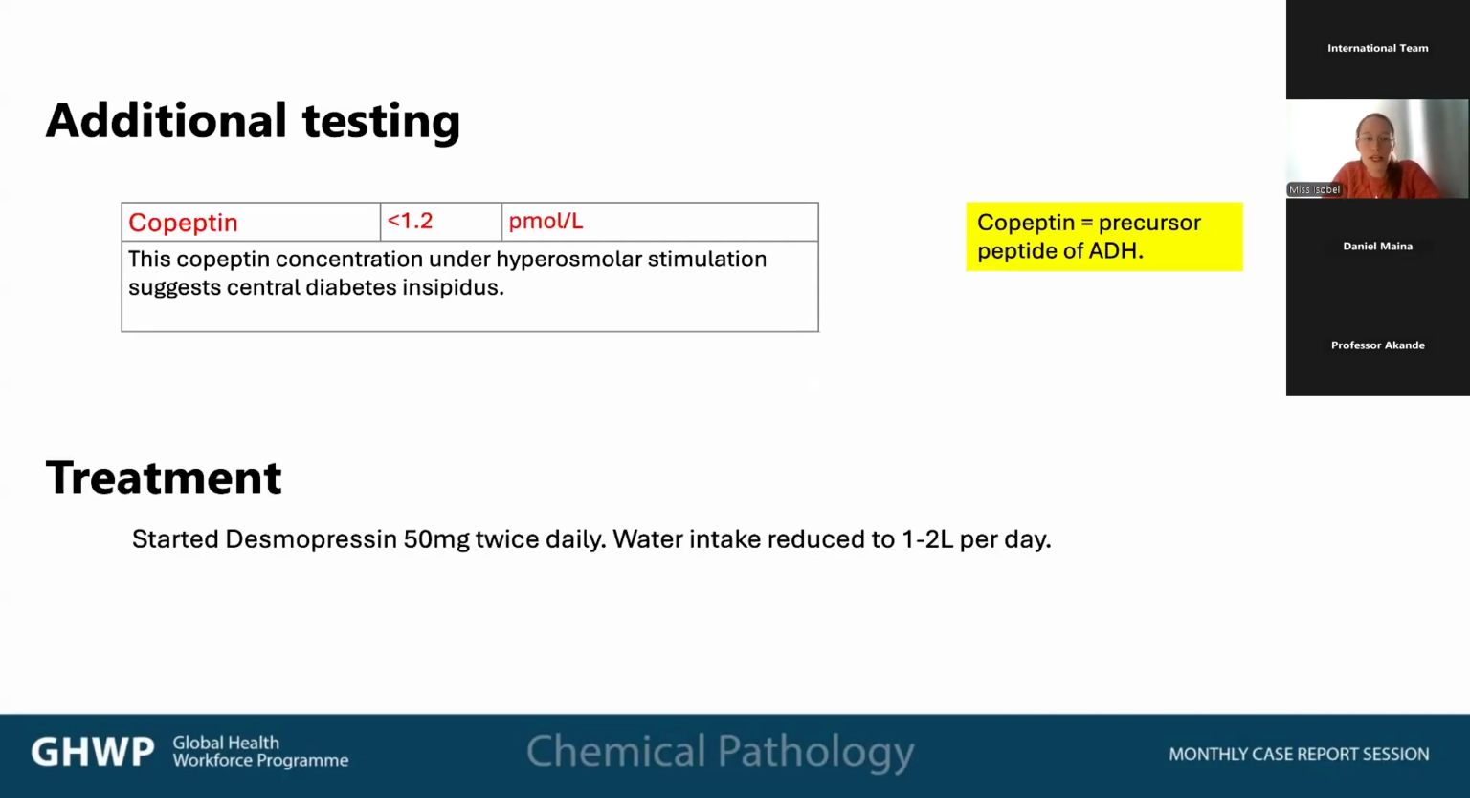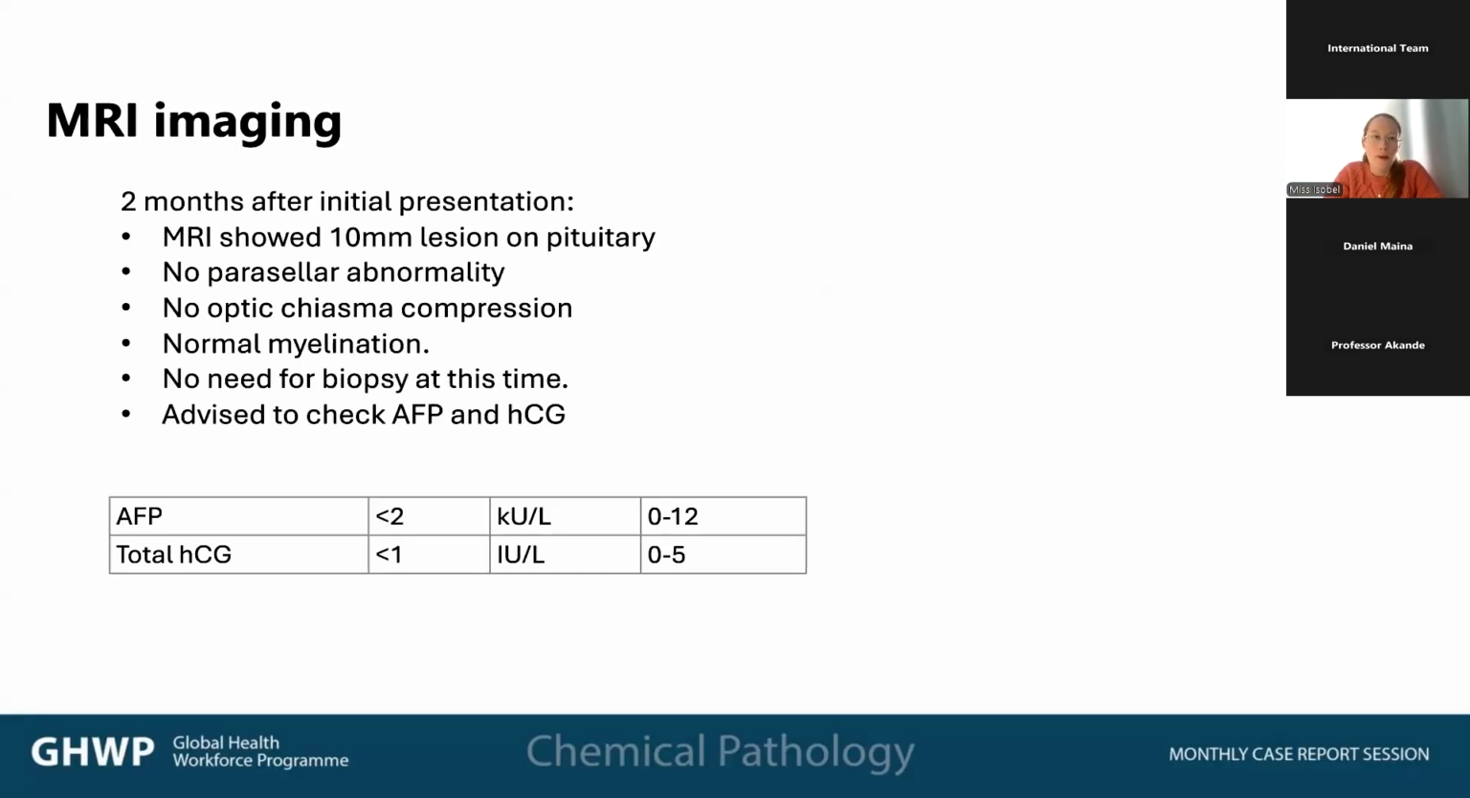So she was started on desmopressin, which is sort of like synthetic ADH, 50 milligrams twice daily, and this helped her a lot, and her water intake reduced to 1 to 2 liters per day. So from her point of view, she was still having the headaches, but she was feeling a lot better. And she was sleeping a lot better because of the reduced urine output. But what they wanted to go on and do was to find out why she had this diabetes insipidus.